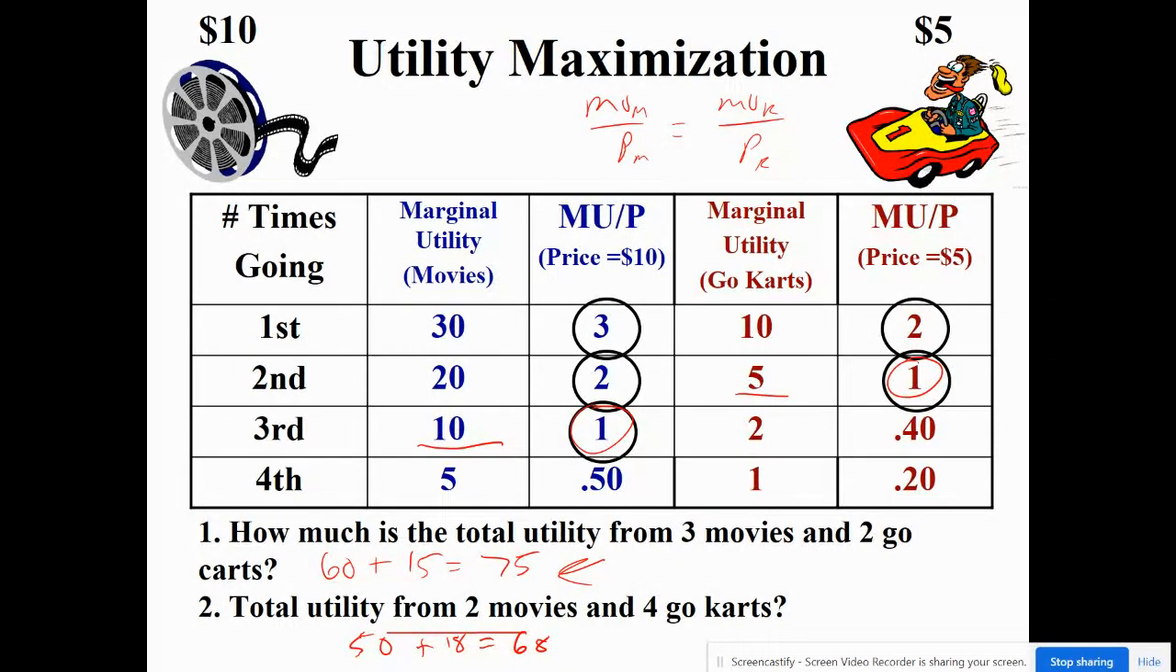Now, what do you think would happen if the price of movies were to go up? If the price of movies went up to, let's say, $15 or $20, then our marginal utility per dollar would fall. That would probably mean we'd go to fewer movies. But what if the movie prices went from $10 to $5? Well, then our marginal utility per dollar would double. It would go up, and we would probably go see four movies.